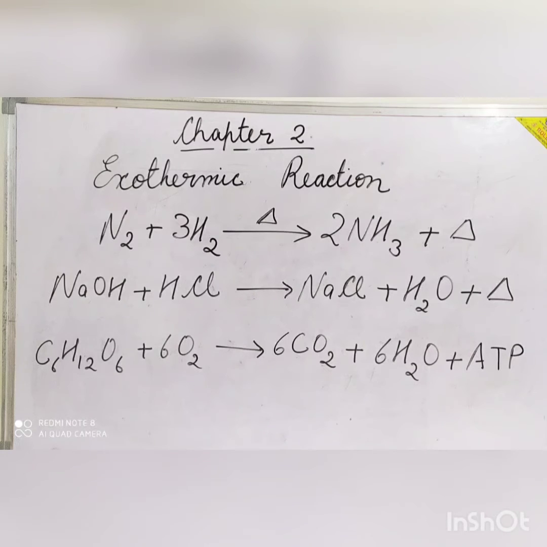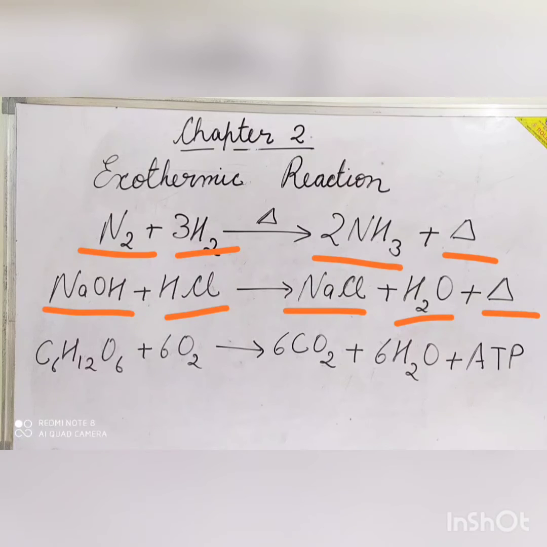Another example of an exothermic reaction is the formation of ammonia. Nitrogen reacts with hydrogen in the presence of a catalyst, that is iron, at 450 degrees Celsius to 500 degrees Celsius and above 200 atmospheres of pressure to form ammonia, and heat is released. The neutralization reactions are also exothermic reactions. As we have studied in the last class, sodium hydroxide, when it reacts with hydrochloric acid, forms sodium chloride and water along with heat energy which is released.